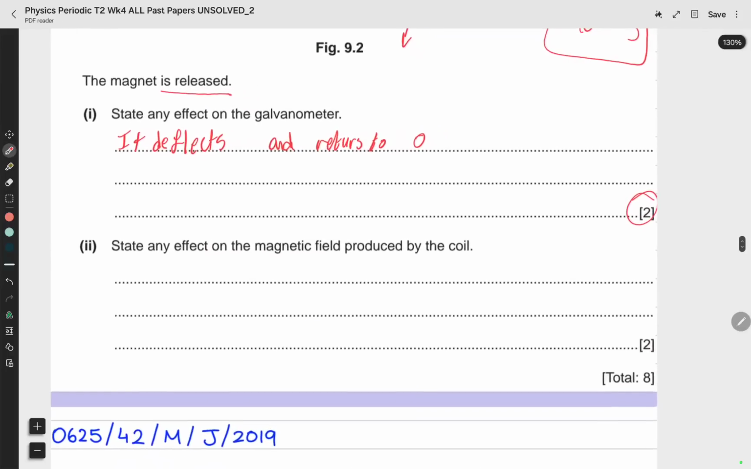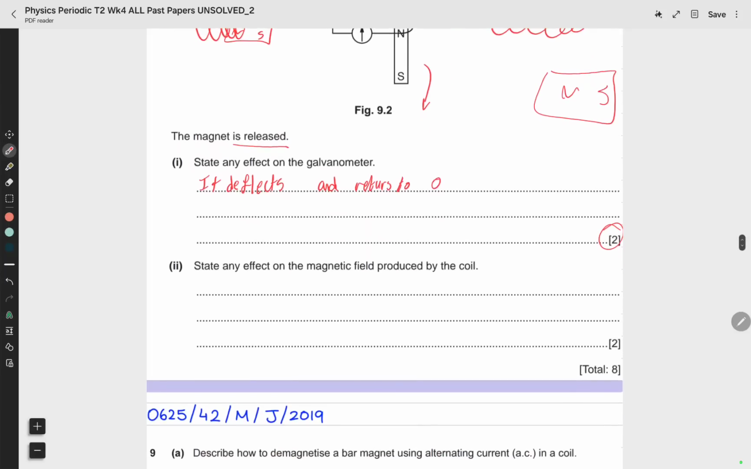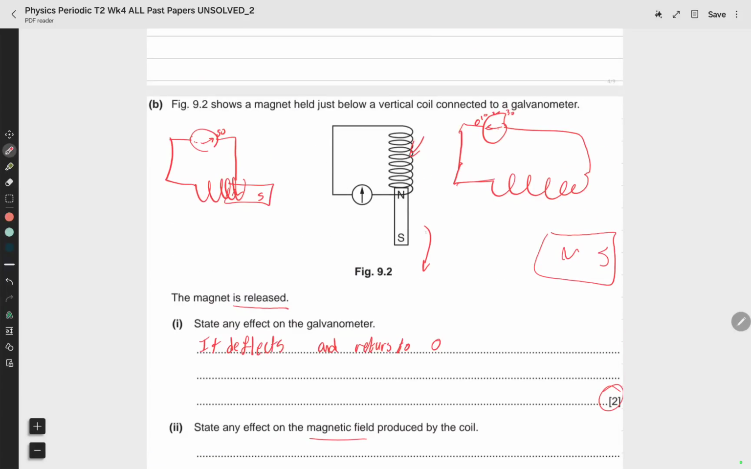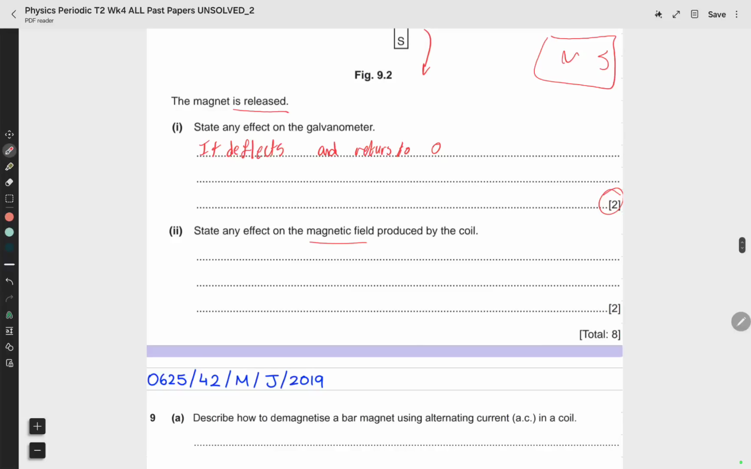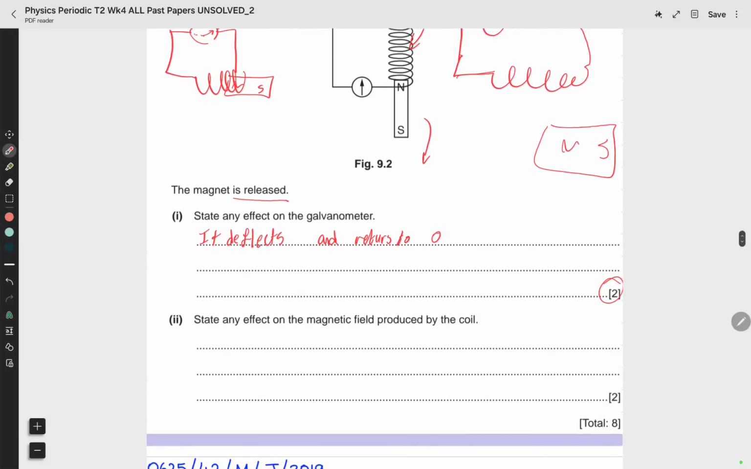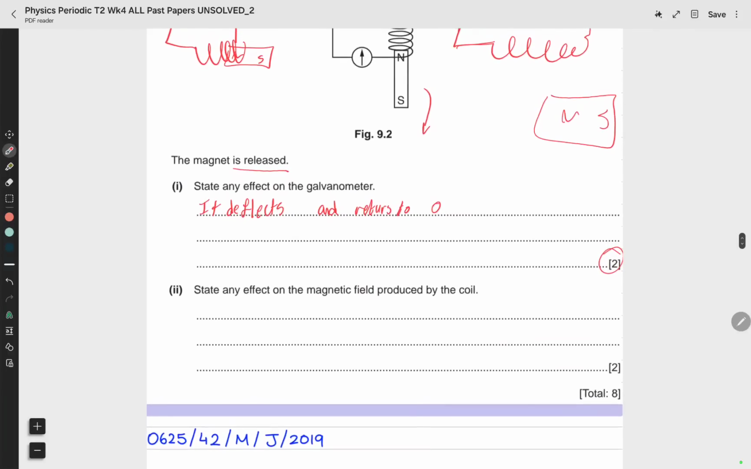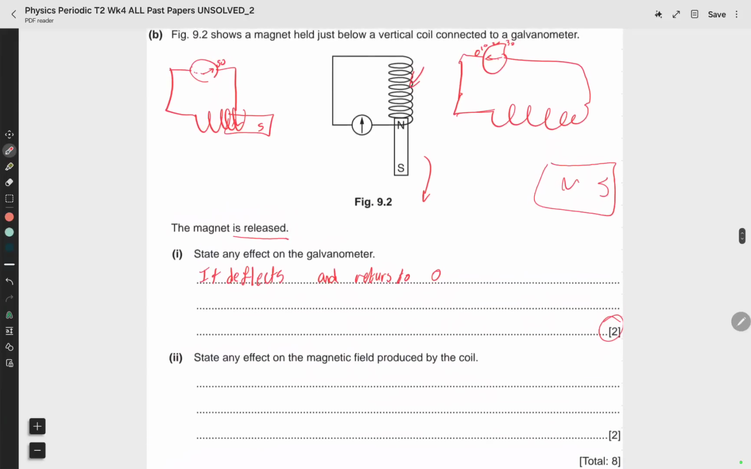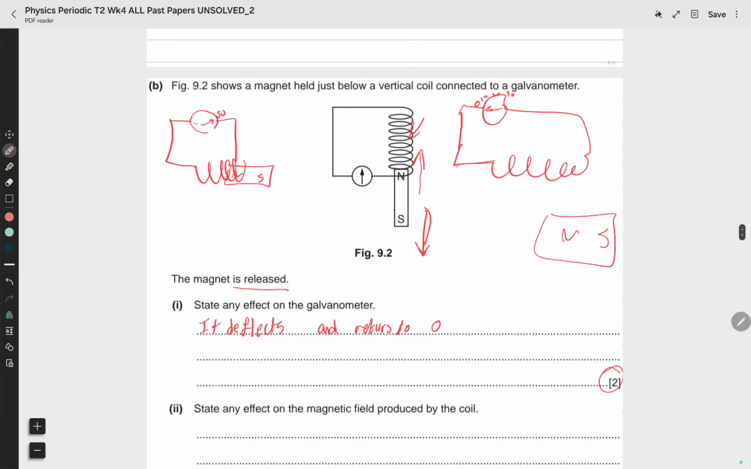State any effect on the magnetic field produced by the coil. Always with this experiment of magnetic field and what pole is it with the coil, like I told you, there's always going to be 2 questions. One question about the induced current and one question about the induced magnetic field. What is the induced magnetic field? Remember, the induced current comes from Faraday's law. Induced change in magnetic flux, that's your induced current. Lenz's law said, okay, this induced current is going to oppose and cause a magnetic field that opposes the motion of your magnet, right? So since now you're releasing it, what's going to be the magnetic field? It's going to want to pull it back up, right?